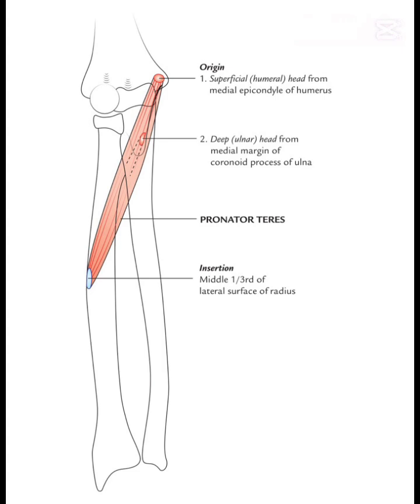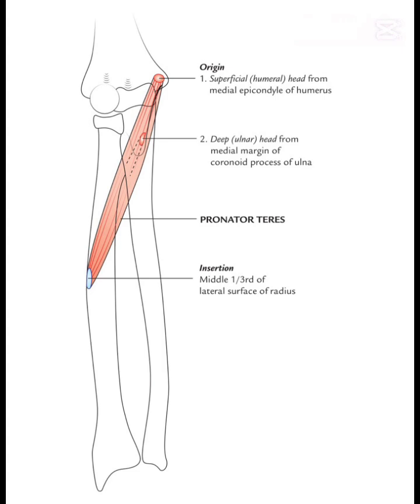The superficial head, we call it the humeral head. The humeral head originates from the medial epicondyle, the common flexor origin. Don't forget, the superficial head comes from the medial epicondyle, while the deep head, which we call the ulnar head, comes from the coronoid process. I told you that all of them come from the medial epicondyle. Then we have the deep ulnar head coming from the coronoid process.